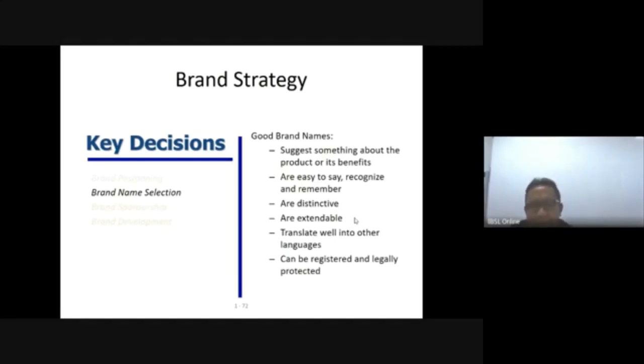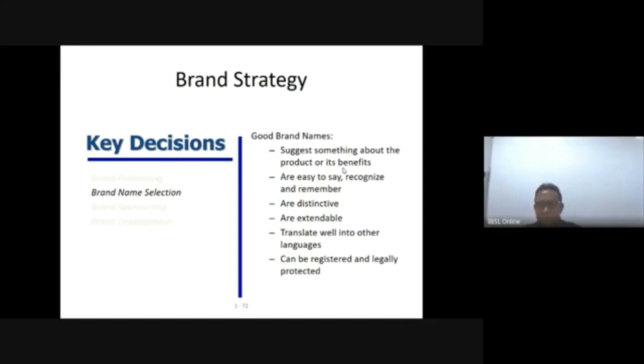So when a brand name is selected, a good brand name suggests something about the product or its benefits, is easy to say, recognize, and remember, distinctive, extendable, translates well into other languages, and can be registered and legally protected. Take brands like Dialogue, which suggests something about the product and its benefit. Dialogue is a service that offers communication, so it suggests something about the product and its benefits. It is easy to use, easy to say, recognize and remember, distinctive, extendable.